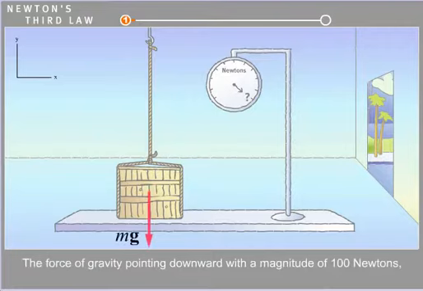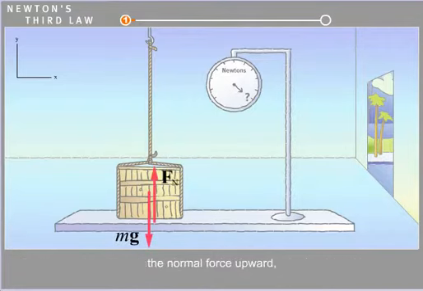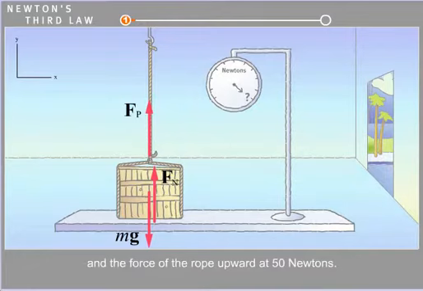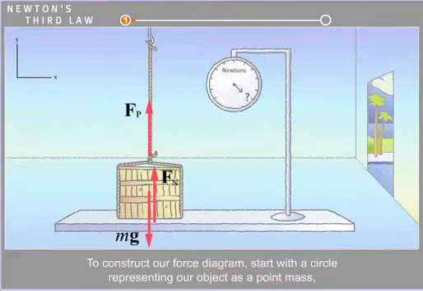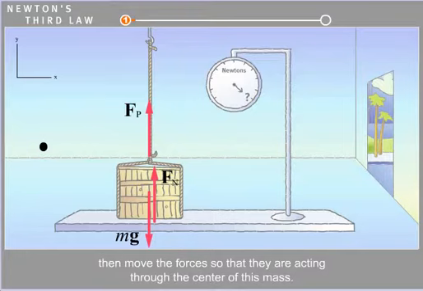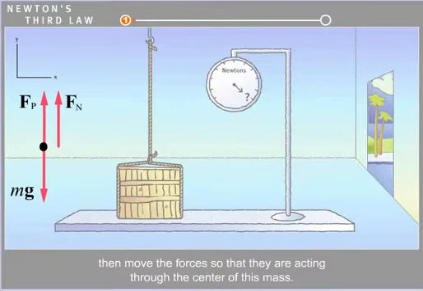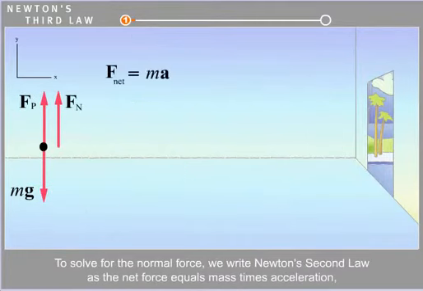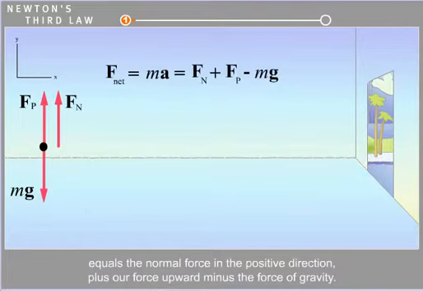The force of gravity, pointing downward with a magnitude of 100 newtons, the normal force upward, and the force of the rope upward at 50 newtons. To construct our force diagram, start with a circle representing our object as a point mass. Then move the forces so that they are acting through the center of this mass. To solve for the normal force, we write Newton's second law as the net force equals mass times acceleration equals a normal force in the positive direction plus our force upward minus the force of gravity.